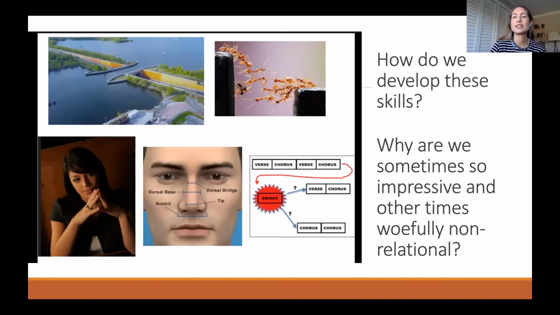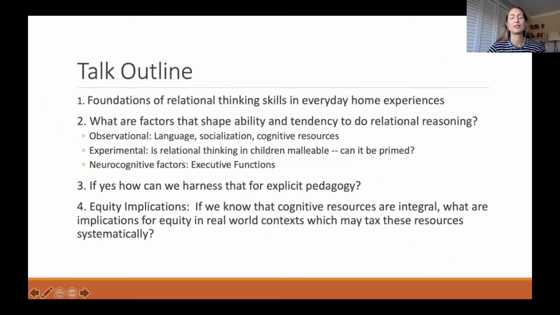Why are we sometimes so impressive at it and sometimes just really non-relational? We just don't notice, or we just attend to the more perceptual or object level relations or object mappings. Okay, so how do we figure those out?